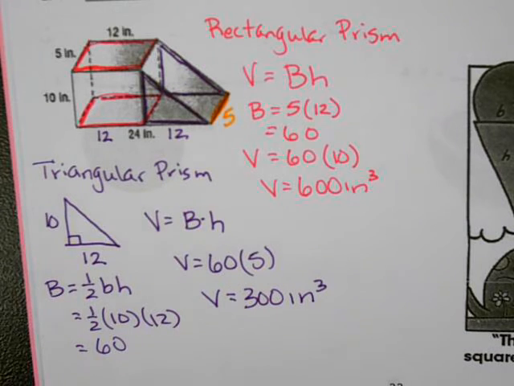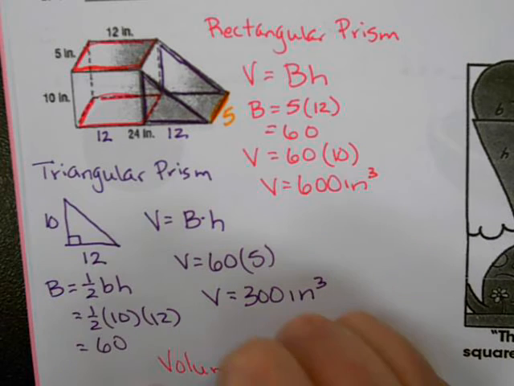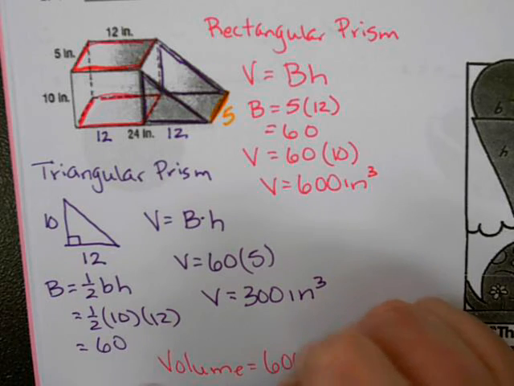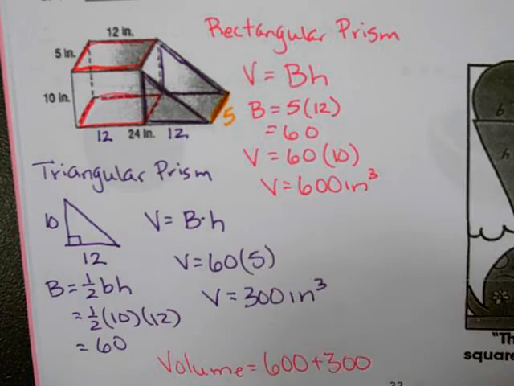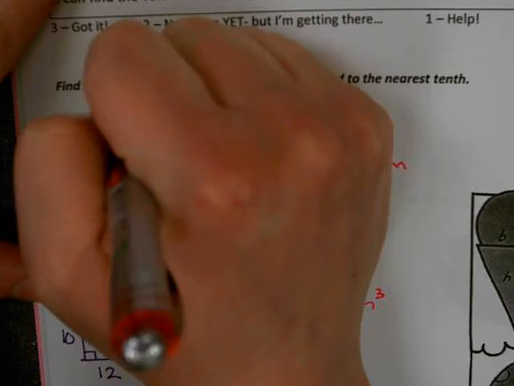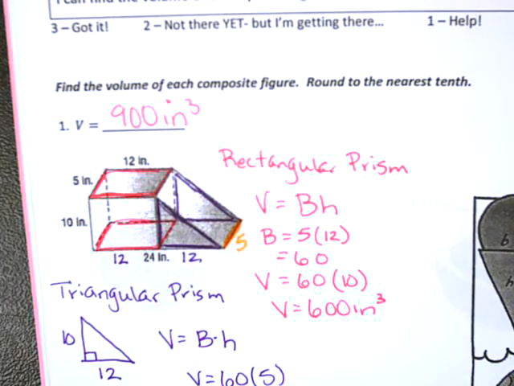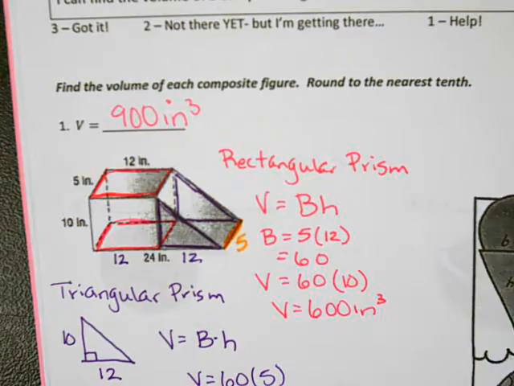And the total volume then is going to be 600 plus 300. So we get 900 inches cubed. We can go up here and put that on our line. So 900 inches cubed. Again, don't forget your units. You guys know how important those are.